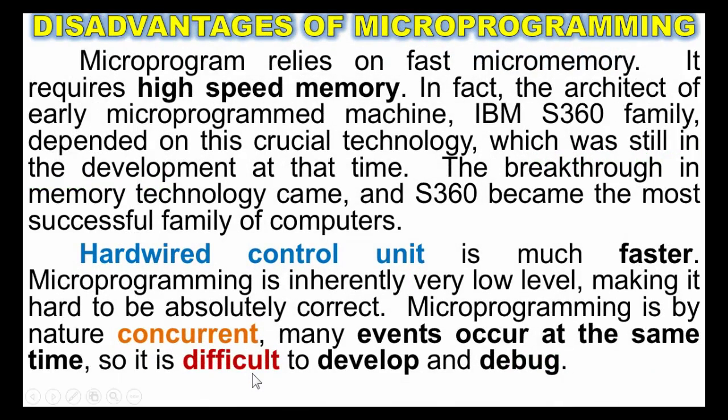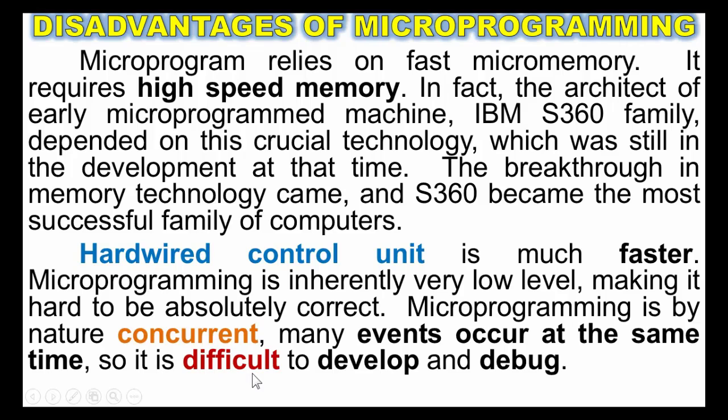Disadvantages of microprogramming. Microprogram relies on fast micro memory or main memory. It requires high-speed memory. In fact, the architects of early microprogram machines, like the IBM S360 family of computers in the past, depended on this crucial technology, which was still in development at that time. The breakthrough in memory technology came and S360 became the most successful family of computers, the line of mainframe computers in the 1970s. A hardwired control unit is much faster.